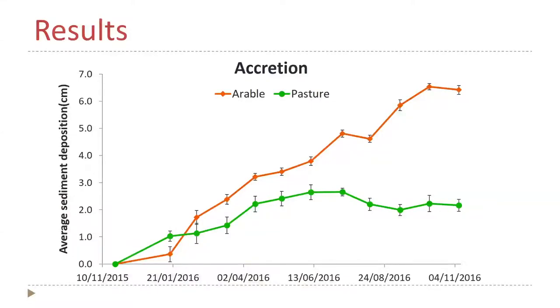So moving on to our results, by looking at the accretion rates, we can see that our two sites were clearly developing differently. We had way more accretion and sediment deposition in our arable compared to the pasture. We were expecting this to affect our other results.